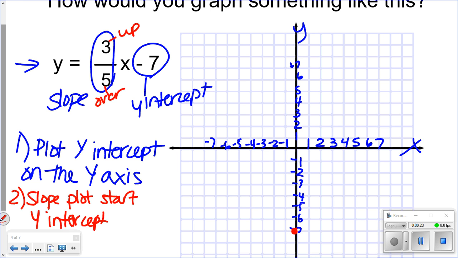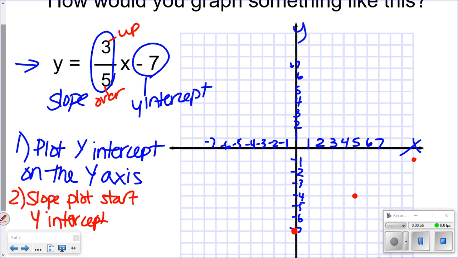So starting with this dot right here, I'm going to go up 3, 1, 2, 3, over 5, 1, 2, 3, 4, 5. And I'm going to plot my next dot. Okay, and then I'm going to do it again from that dot. I'm going to go up 3, 1, 2, 3, over 5, 1, 2, 3, 4, 5. There's my next dot. And then you can connect that. So how can we do it twice? Remember when we did our tables and asked for 4 points on a graph?